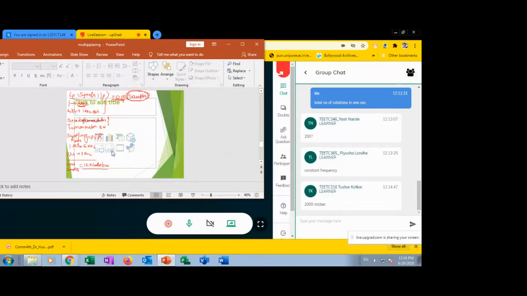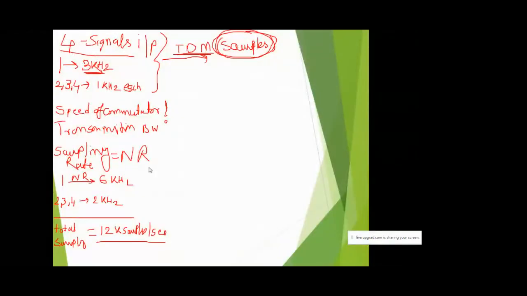The speed of the commutator is what? When the commutator completes 2000 rotations, how many samples will be generated? 12,000. So this is the final answer. The answer was given by Tushar Kotkar. Correct answer, good. Now let's calculate the other parameter here.